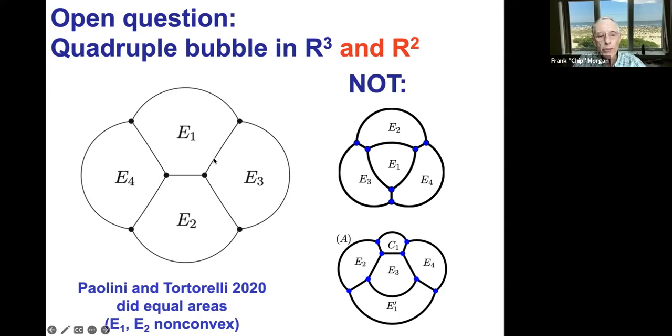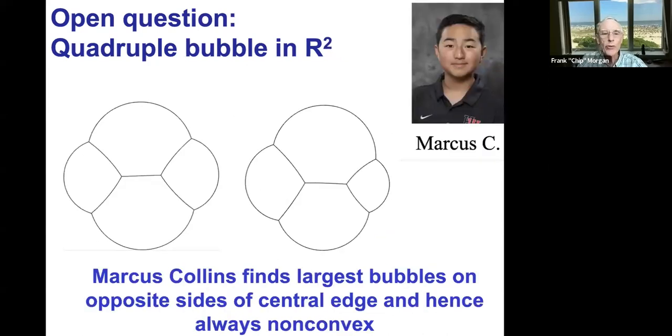And the picture on the left, it looks like those spokes going out are straight, but they aren't actually. They bow a bit into the bubbles E1 and E2. And so those bubbles are not convex. It's nice to have convex bubbles. So the people working on this said, well, maybe if we chose the areas correctly, we could get all of the bubbles to be convex. And this is where the student who was the high school student, 9th grader working with me last year, Marcus Collins, and he's here at the talk today.